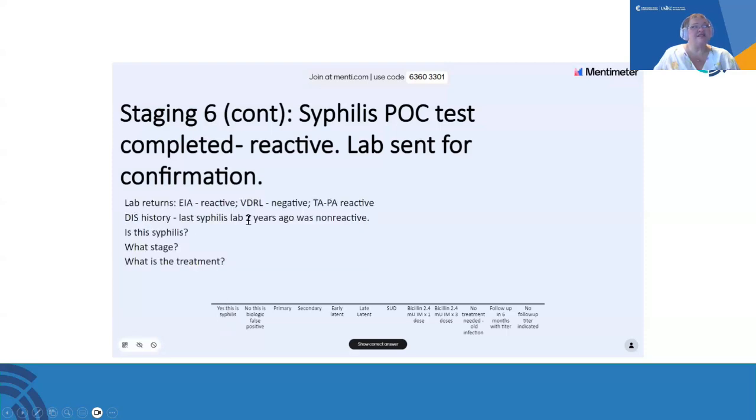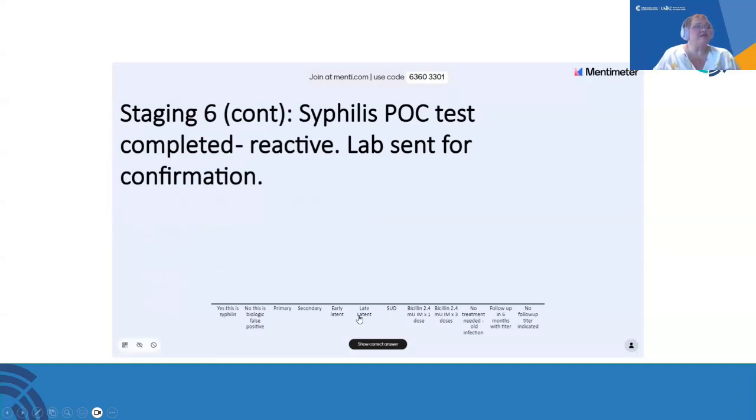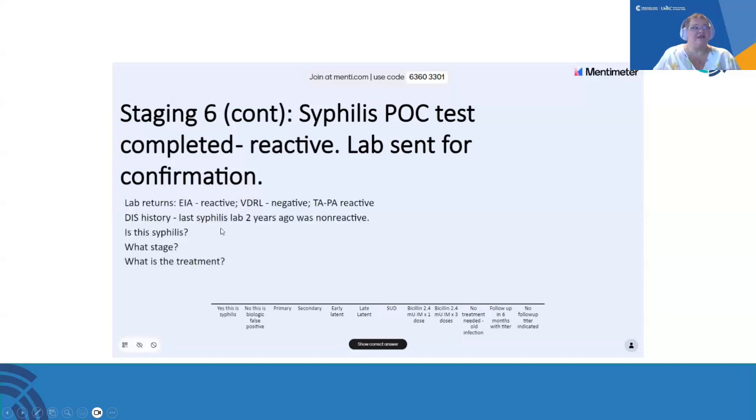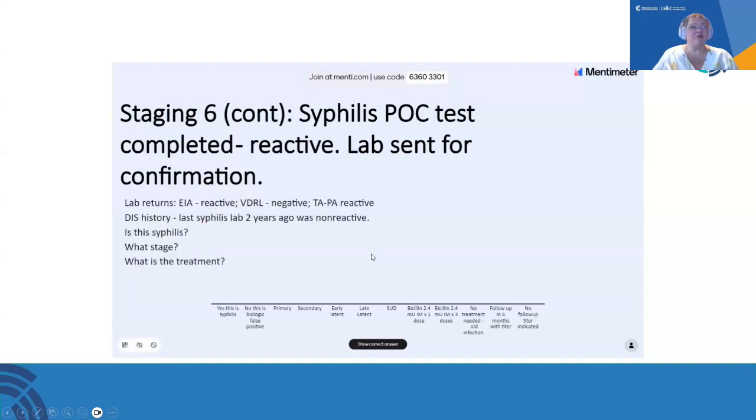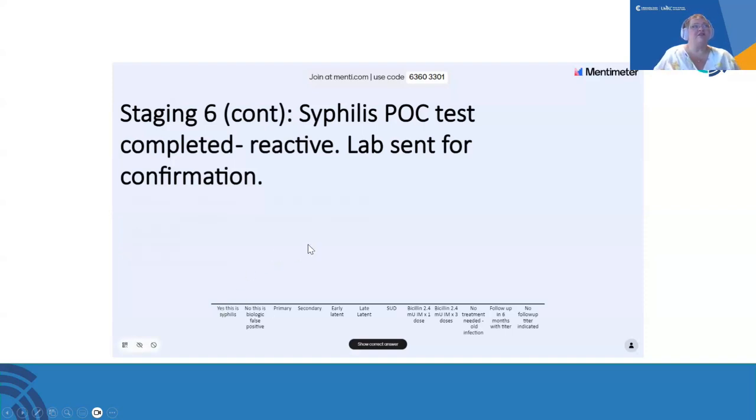Last test was 2 years ago and non-reactive. Is that within that 1 year window? If not, we have to stage it late, which means that there are 3 doses and there's no titer to follow. Are y'all following? Put it in the chat if all this is starting to make sense. Yes, it's syphilis, late latent, 3 doses, and no follow-up. Great.